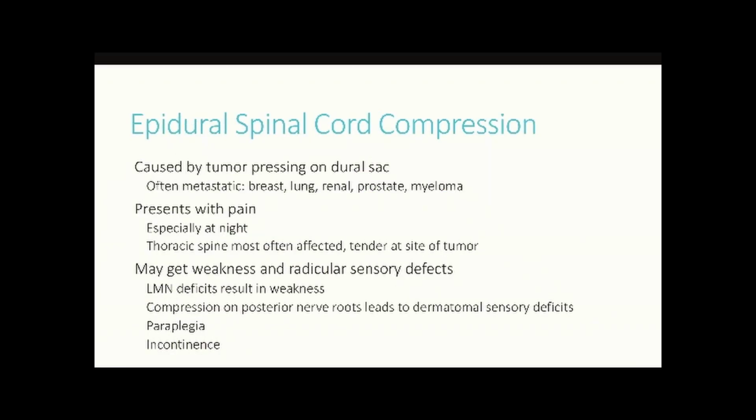Epidural spinal cord compression, this is that tumor pressing on the dural sac. Often metastatic, so anyone with a history of breast and lung cancer, and prostate is there as well. They have a risk of getting a spinal cord tumor when the metastases of that tumor spread. Presents with pain, especially at night. Thoracic spine is mostly affected because that's where the tumor usually grows. May get weakness and some radicular sensory symptoms. Lower motor neuron deficits may happen, incontinence, paraplegia as well.